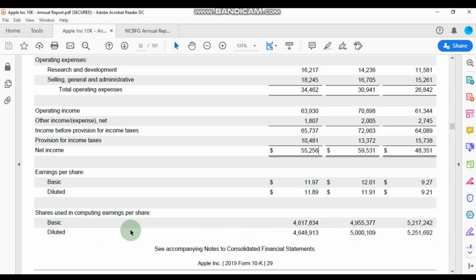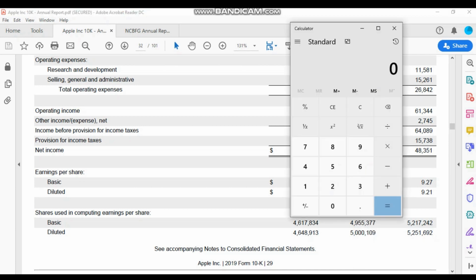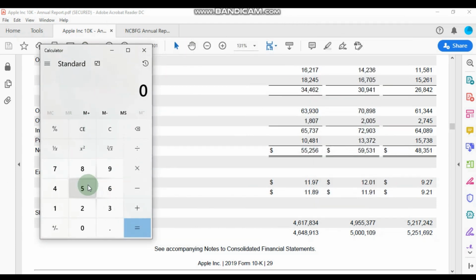Here they actually show us that the shares used in computing the earnings per share are as follows. So there were 4.617 billion shares that were used to calculate the earnings per share, and we can actually run that calculation to verify this number. So remember, the earnings per share is calculated by taking the net income, in this case $55,256,000,000, and dividing that through by the total amount of shares in issue, which is 4,617,834,000.